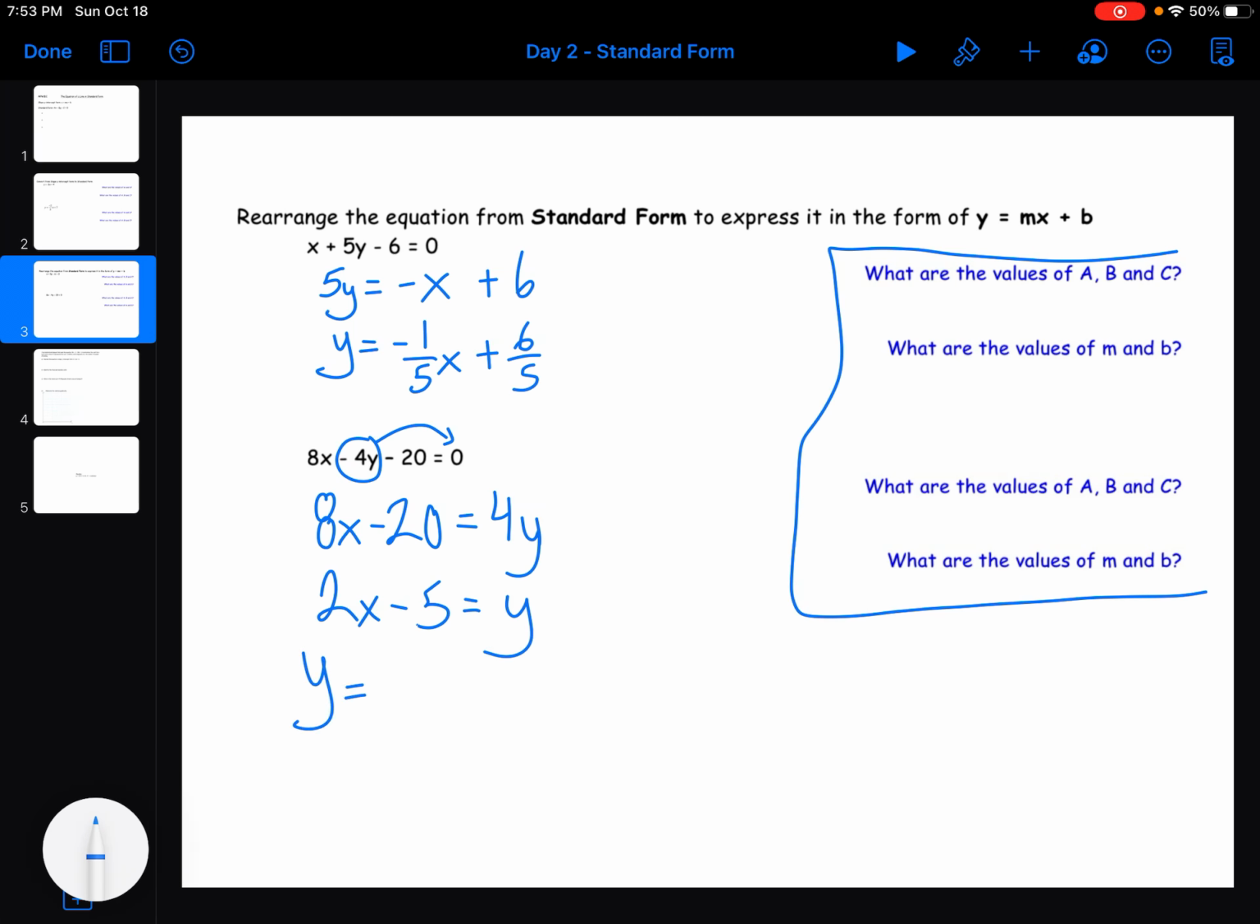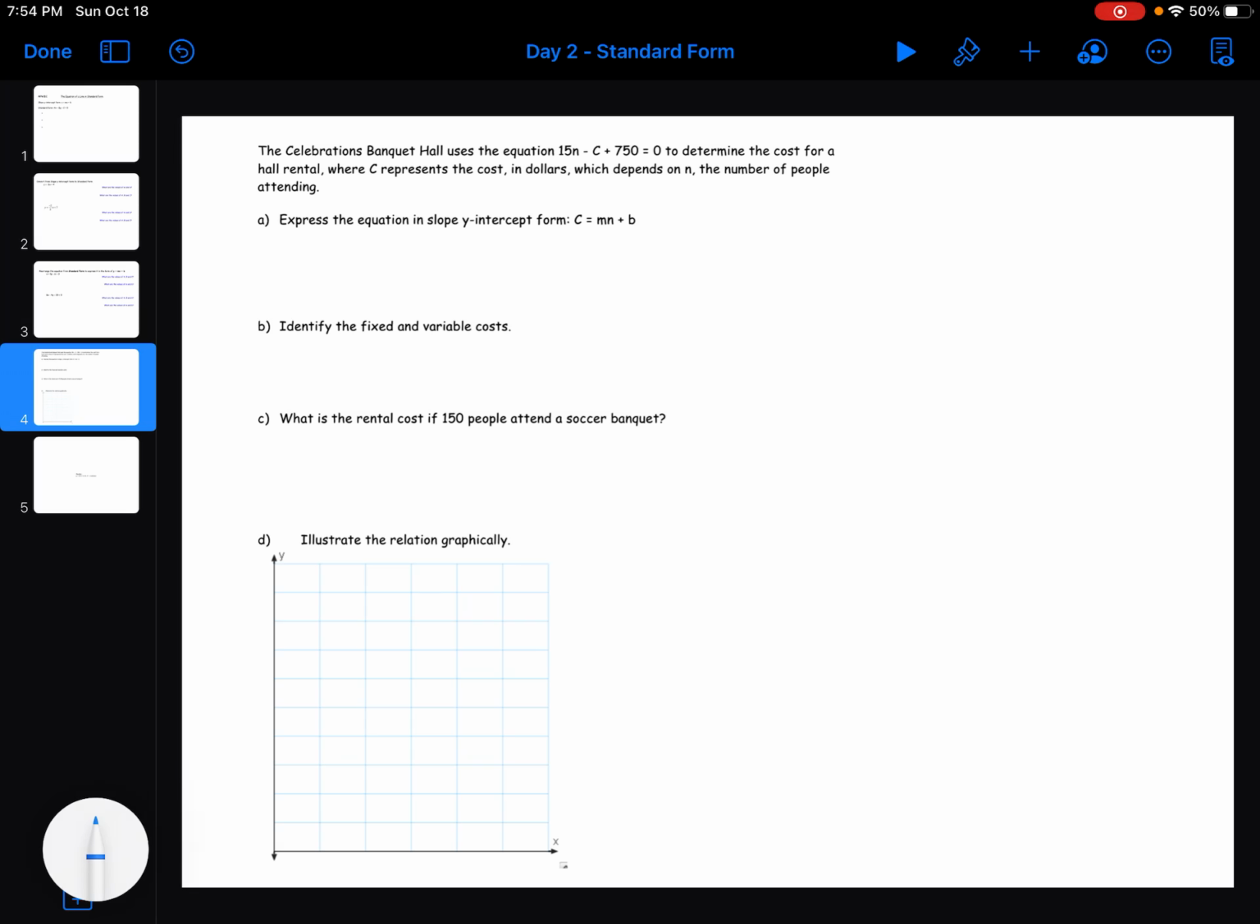All right, so last question. So celebration halls. So this is just giving us an example here. Okay, so the celebrations banquet hall uses the equation 15n minus c plus 700 equals 0 to determine the cost for the hall, where c is the cost in dollars and n is the number of people attending. Write it in slope-intercept form. So c equals mn plus b.